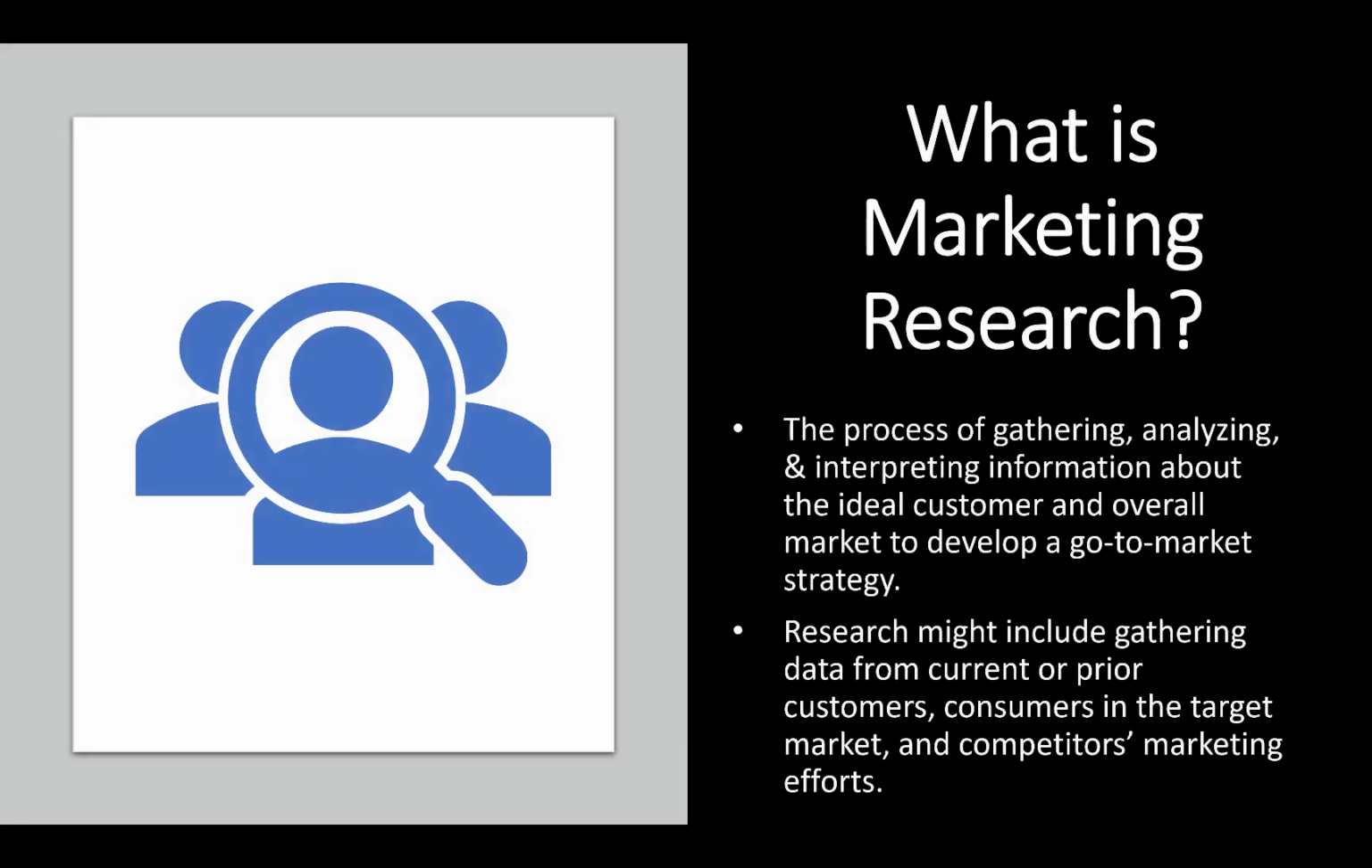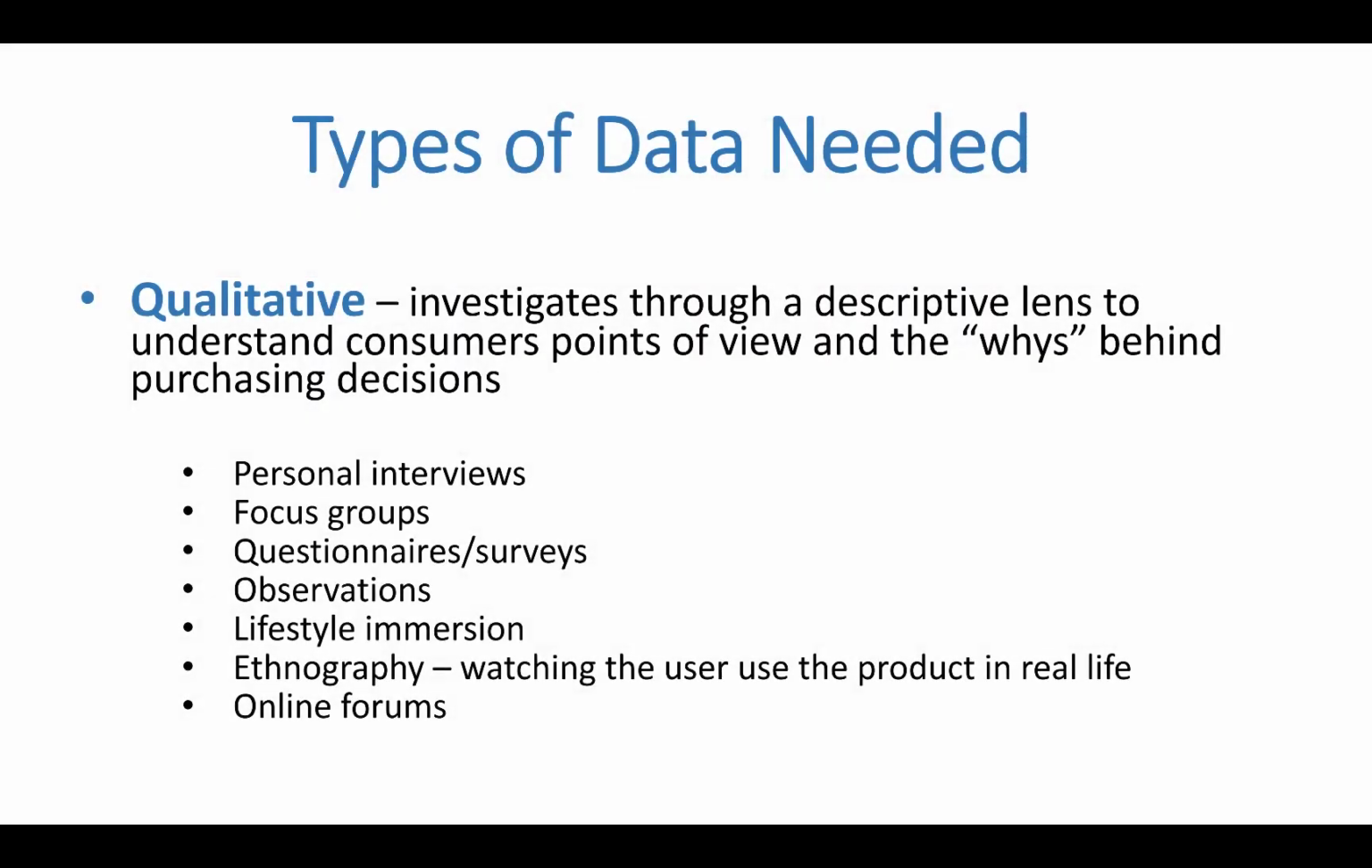So what is marketing research? It is the process of gathering, analyzing, and interpreting information about the ideal customer and overall market to develop a go-to-market strategy. Research might include gathering data from current or prior customers, consumers in the target market, and competitors' marketing efforts. There are two types of data, qualitative and quantitative.